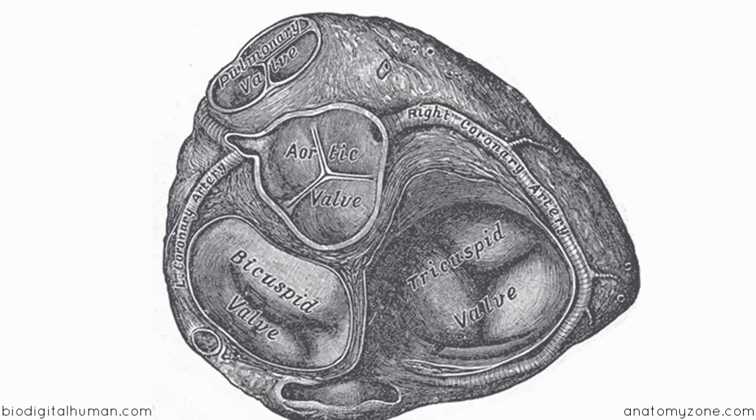And this view here just shows a horizontal section, so we're looking at it from the top, and you can see the two valves here of the bicuspid valve or mitral valve. They open in towards the ventricle.